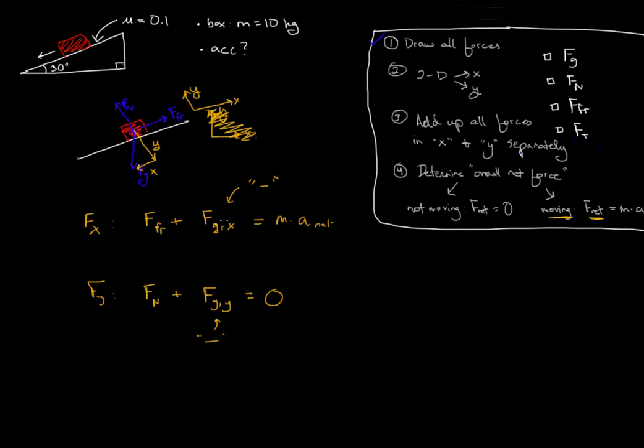So let's start with this force of gravity so we can clarify this confusion going on. What is your FGX and FGY? Let me complete this for a second. We said that we are on a 30-degree incline. So if we're on a 30-degree incline, then this angle right here is also 30 degrees.